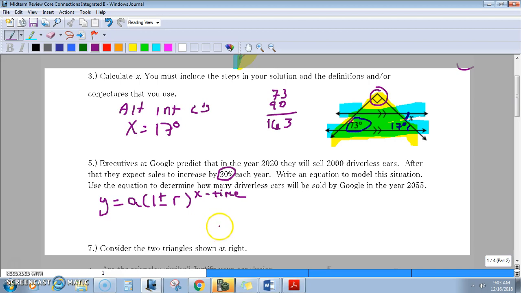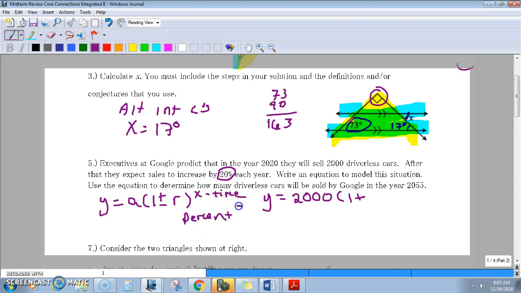In this case, we are increasing by 20% each year. So y is equal to, we start off with 2,000 driverless cars, and it's increasing by 20% each year. So be careful writing your percents. All of the people who got this wrong on their interim test got it wrong because they made the wrong decimal. Always think of percent.